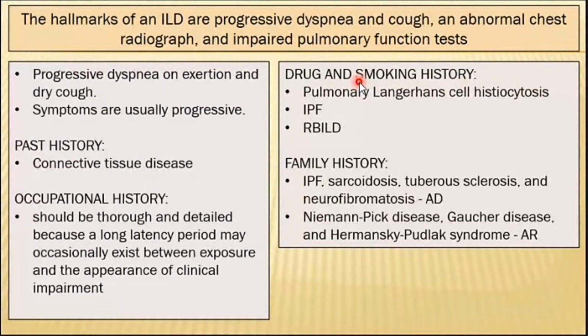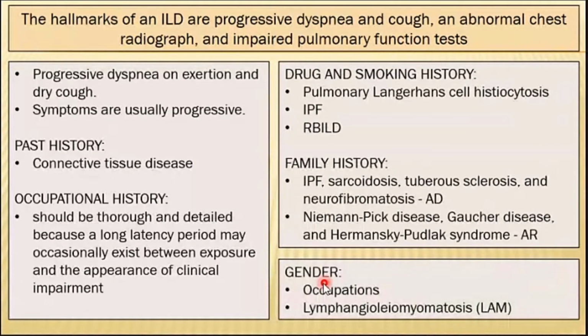So you have to take an important drug history also. Now, certain ILDs are familial, such as sarcoidosis, tuberous sclerosis, neurofibromatosis. They are all autosomal dominant, so it may be seen in other members of the family. And certain disorders like Niemann-Pick, Gaucher's disease, Hermansky-Pudlak are autosomal recessive. So taking accurate family history with a proper family tree is very important.